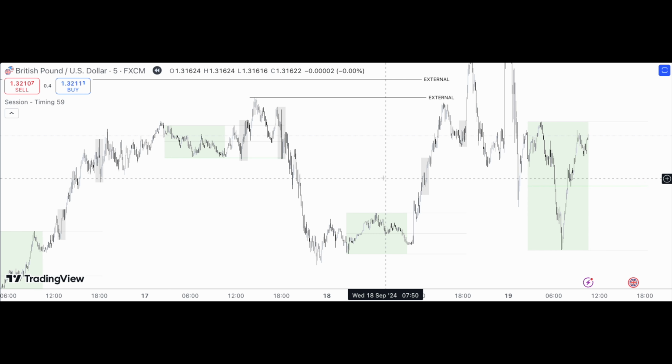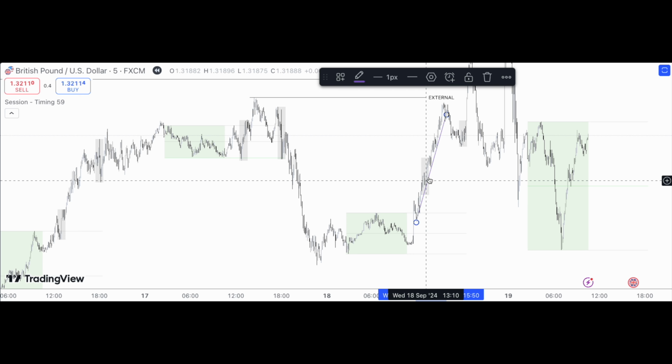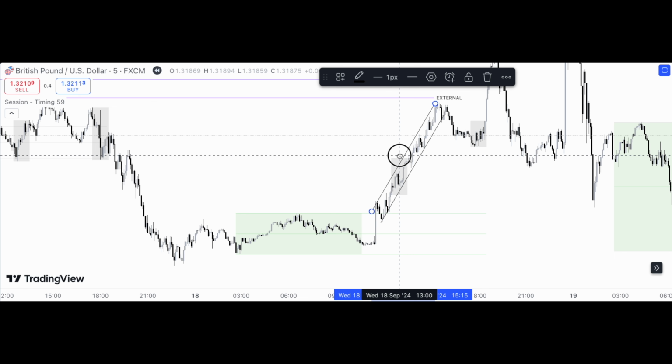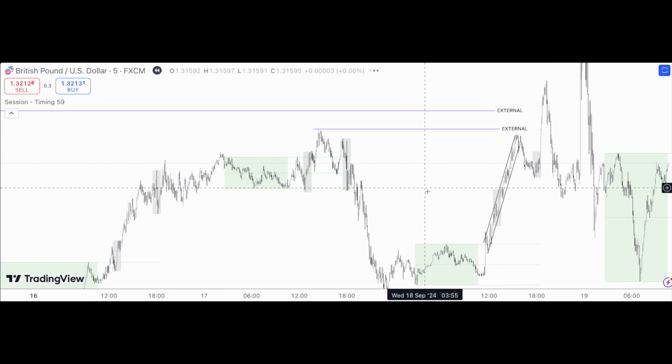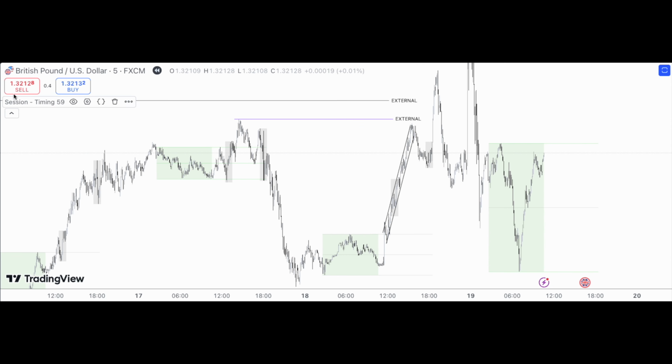So there was no trade during the London Open, but what you can see, the market is trending upwards. This is the accumulation phase. Okay, so let's see what the market is trying to show us.